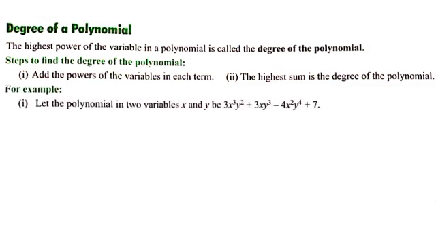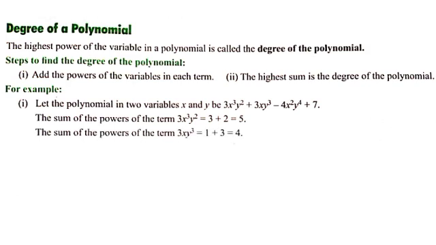For example, let the polynomial in two variables x and y be 3x³y² + 3xy³ - 4x²y⁴ + 7. The sum of the powers of the term 3x³y² is equal to 3 + 2, which is equal to 5.